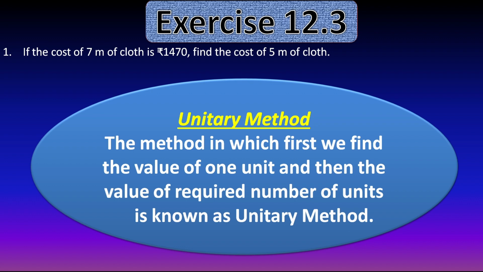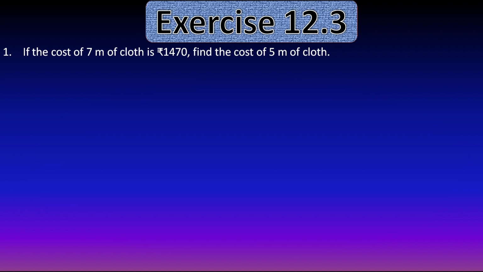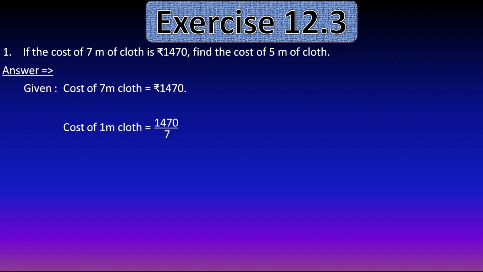I'll explain it. Okay, so first of all we will write the given things here. What is given? The cost of 7 meter of cloth, that is rupees 1470. Now we have to find the cost of 1 meter of cloth. How can we find out? By dividing rupees 1470 by 7. Okay, so here 7 ones are 7 and 7 twos are 14, 7 ones are 7 and 7 zeros are 0. So I got the answer as 210, that is the cost of 1 meter of cloth.